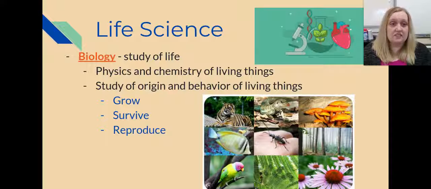Our last one is life science. Life science has to do with biology. Biology is the study of life. Sometimes it's defined as the scientific study of life. Biology includes both physics and chemistry, but it only deals with how those topics are related to living things. Biology deals with the study of origin and behavior of living things, and it also looks at how organisms grow, survive, and reproduce.